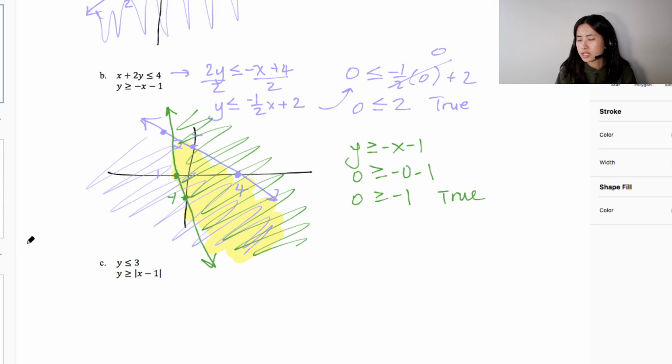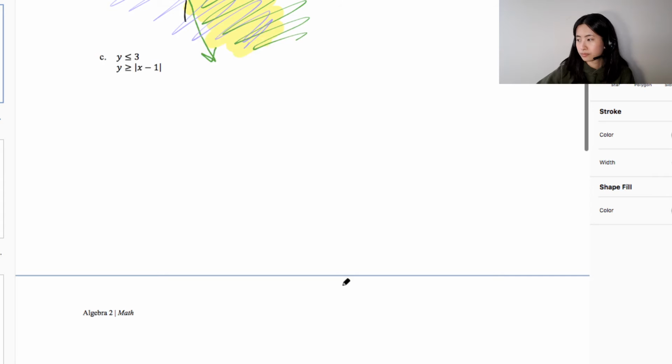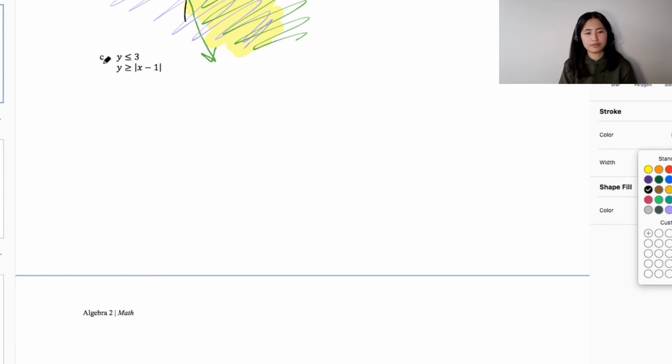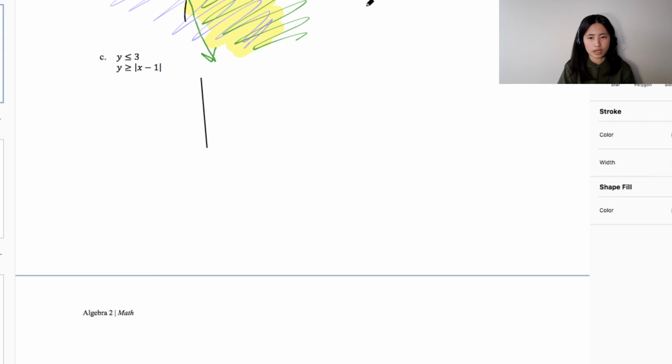Okay, so let's move on to part C. So now we have y less than or equal to 3, right? So we know that if you have y less than or equal to 3, it's supposed to be a horizontal line. And then you have y greater than or equal to the absolute value of x minus 1. So if you're looking at the absolute value of x minus 1, we know that this is opening up, just because it's a positive coefficient.